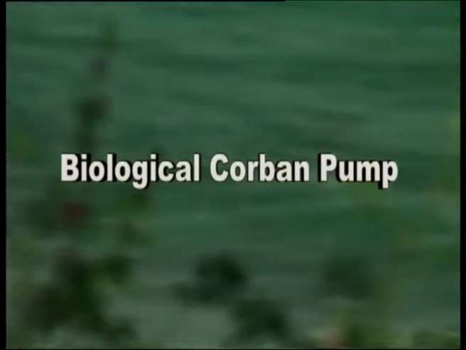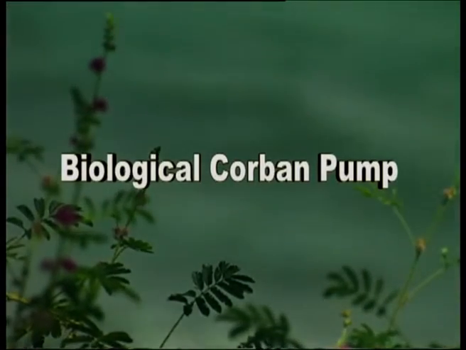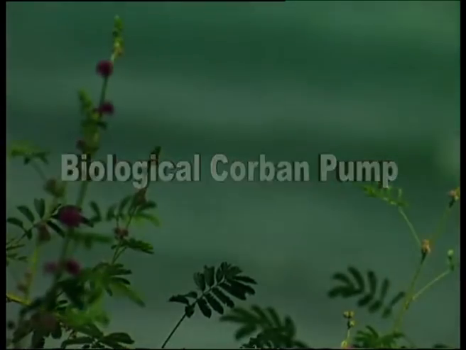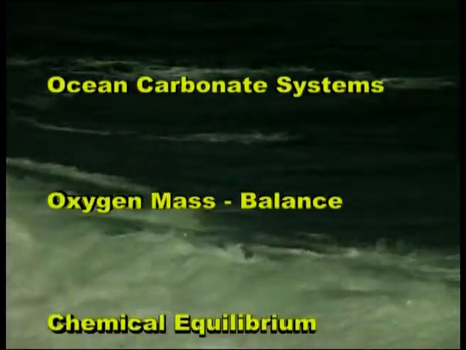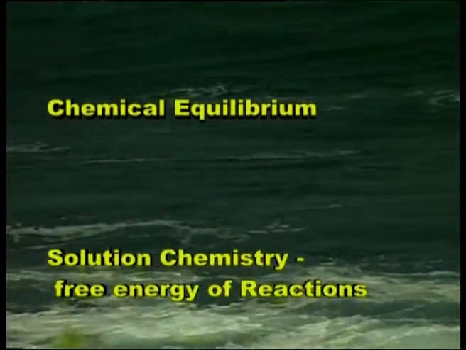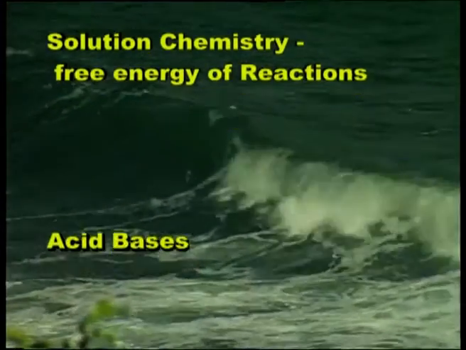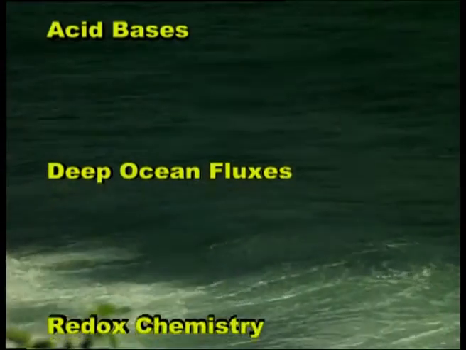Chemical oceanography deals with the ocean's biological carbon pump, which is very important for global warming. It is studied under chemical oceanography. The sediment traps, ocean carbonate systems, oxygen mass balance, chemical equilibrium and solution chemistry, free energy of reactions, acid bases, deep ocean fluxes, redox chemistry and hydrothermal circulation are studied here. The chemical tracers, radionuclides are also the other aspects which are coming under chemical oceanography.